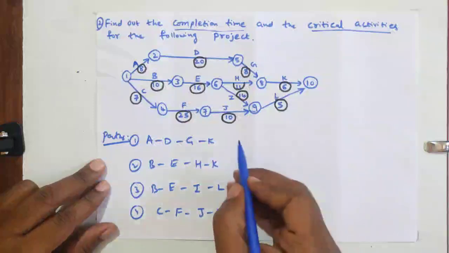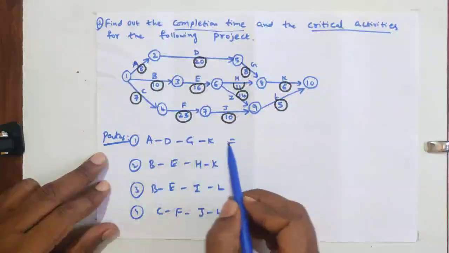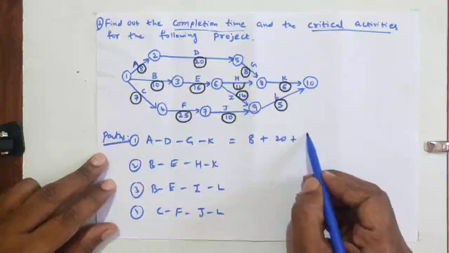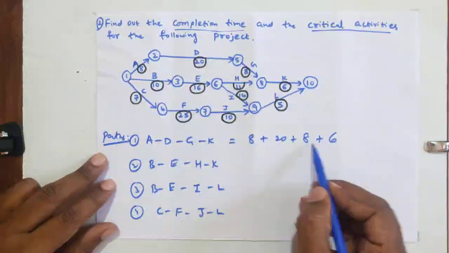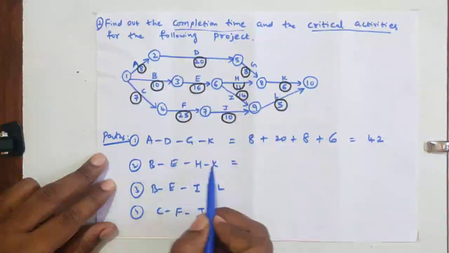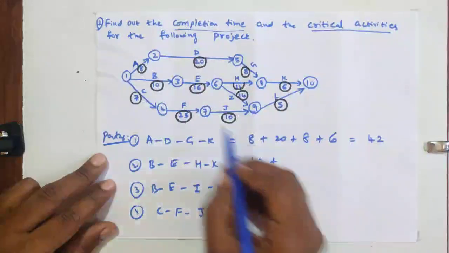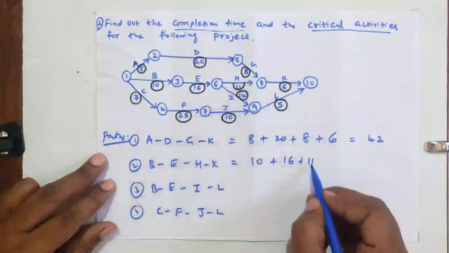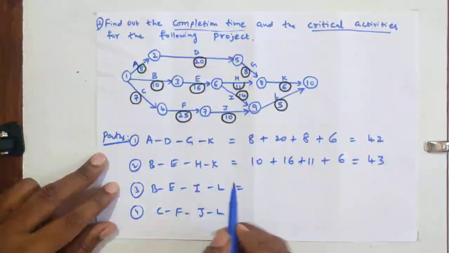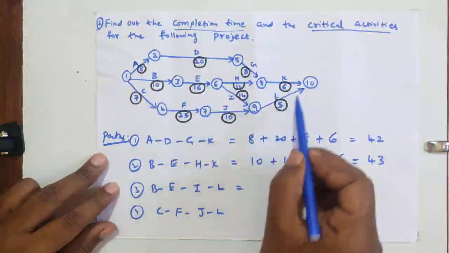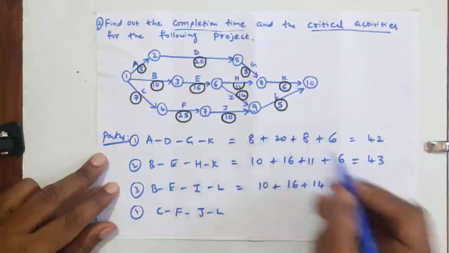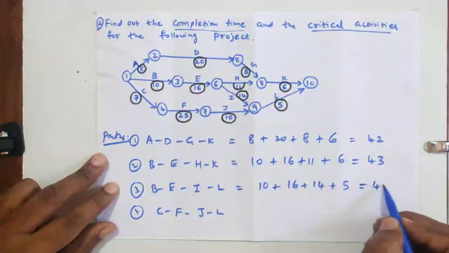These are the 4 paths, and for each path we will sum the durations. First path: A 8 plus D 20 plus G 8 plus K 6. If you do the summation, we will get 42. Again B, E, H, K: B 10 plus E 16 plus H 11 plus K 6. The summation gives 43. Similarly B, E, I, L: B 10 plus E 16 plus I 14 plus L 5. The summation gives 45.